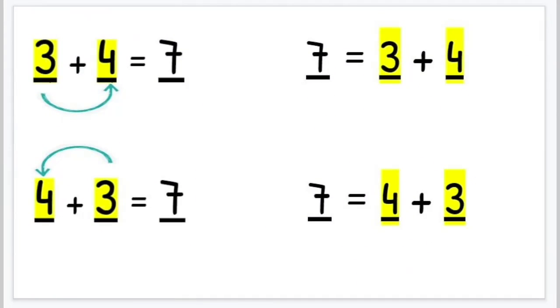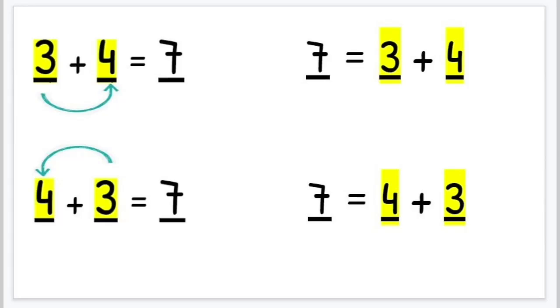So here are the 4 different ways that we could write this addition number sentence. We could say 3 plus 4 equals 7. We could flip-flop those parts and say 4 plus 3 equals 7. We could also rearrange the addition number sentence so that the whole amount and the equal sign are at the beginning by saying that 7 is equal to 3 plus 4. Or 7 is equal to 4 plus 3.